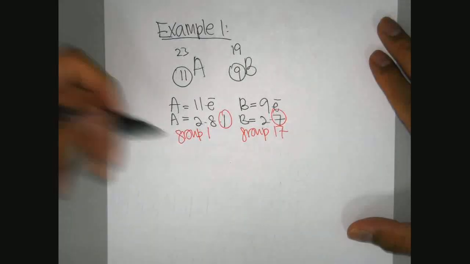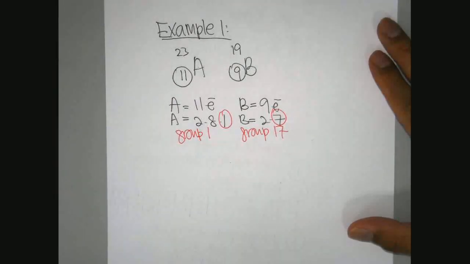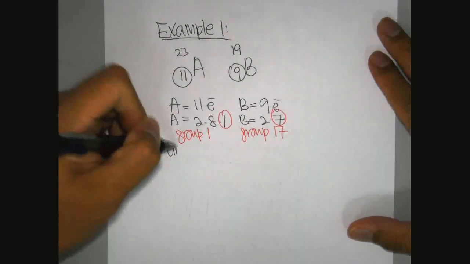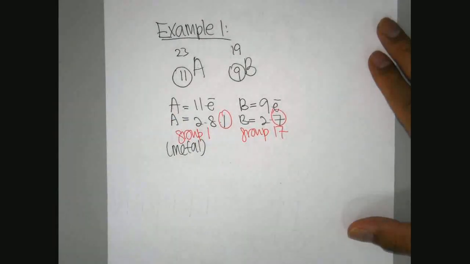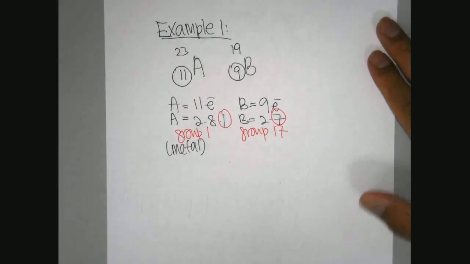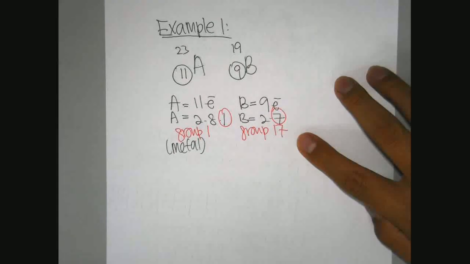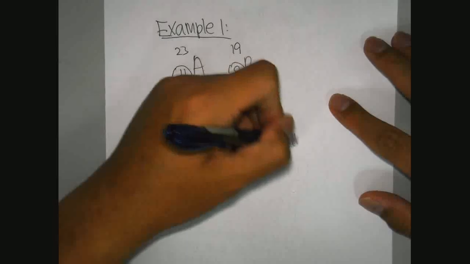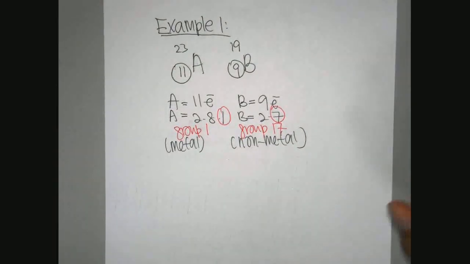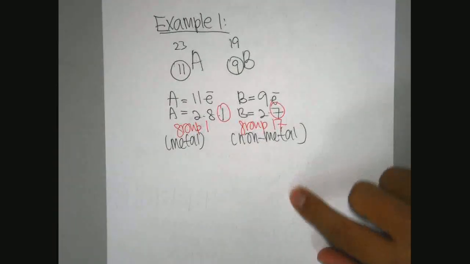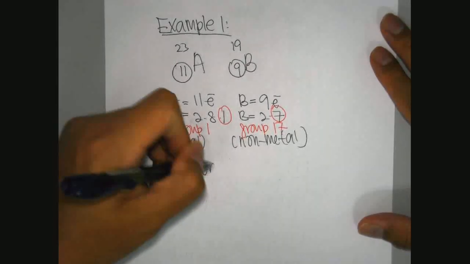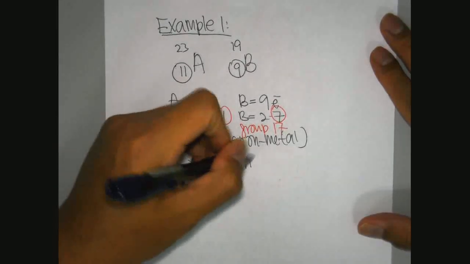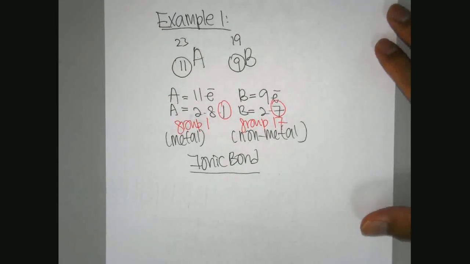So once we know the group, we can know that this substance is a metal or non-metal. So group 1 is a metal because groups 1 to 13 are under metals. Group 14 to 18 is non-metal. So this substance B is group 17, so it is a non-metal. So once we know metal and non-metal, we know that they will combine by ionic bond.